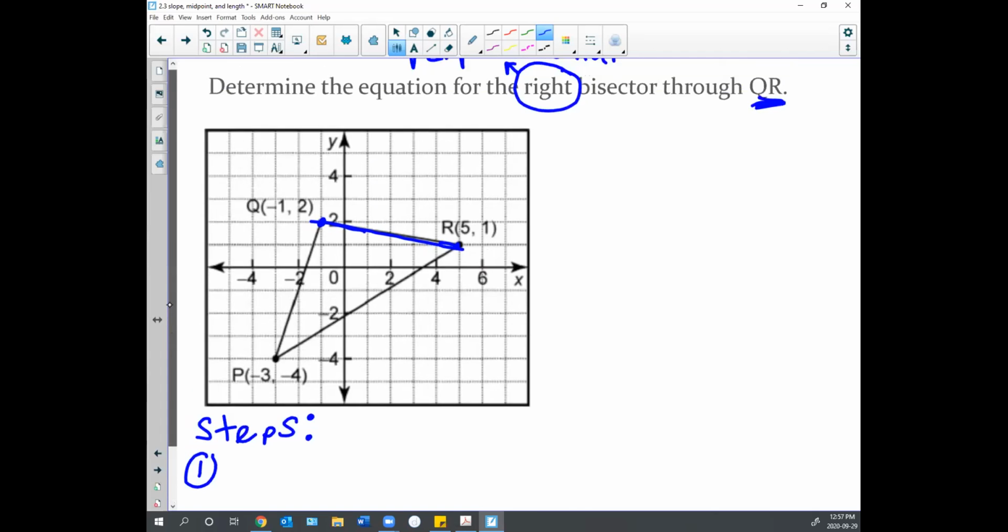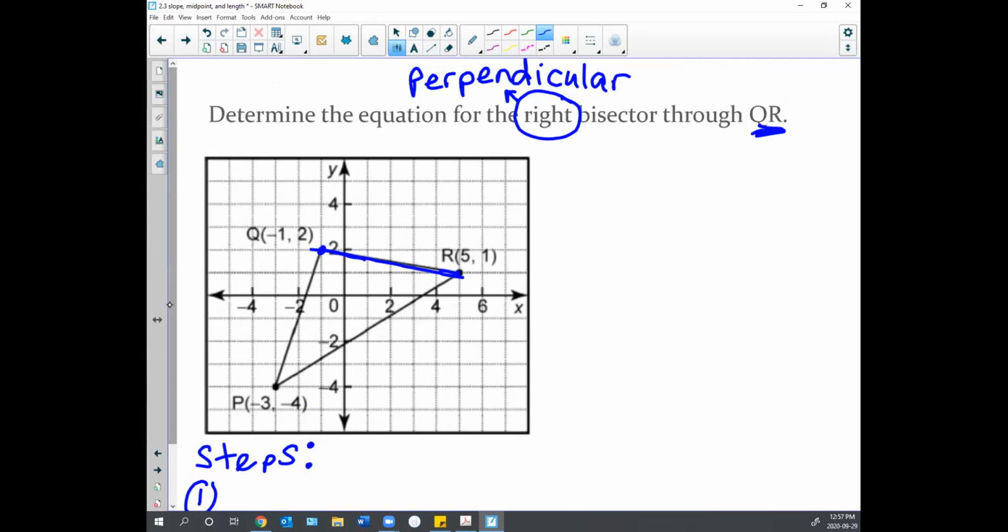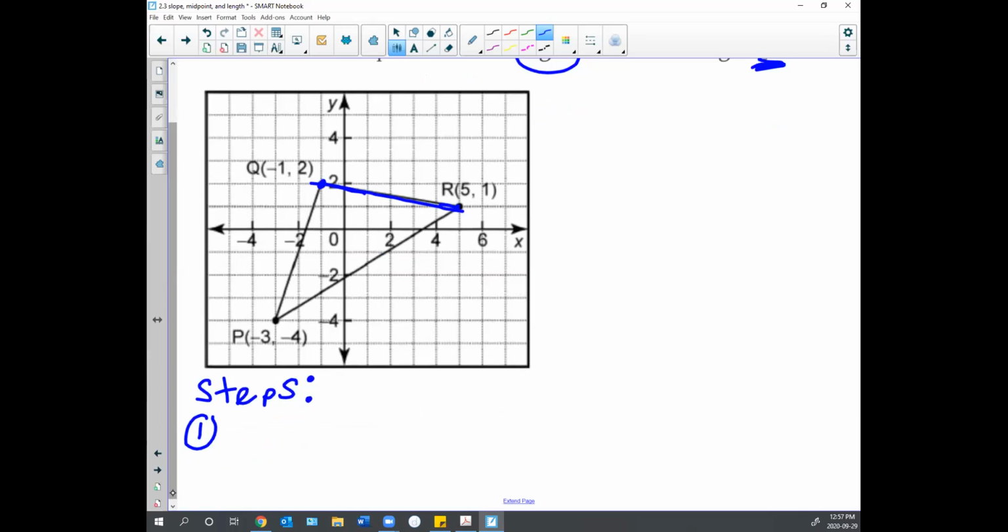Now, this question is asking me to come up with an equation of a line that we don't even have any information for right now. I have no points on the line. I can't use my slope formula. So instead, we're going to determine the slope of QR and turn that into its negative reciprocal, so that way we can make a perpendicular line. So I'm just going to write here, the first step is we're going to calculate the slope of QR.